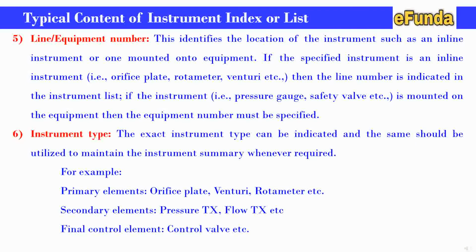Instrument type. The exact instrument type can be indicated, and the same should be utilized to maintain the instrument summary whenever required. For example, primary element, that is an orifice plate, venturi, rotameter, etc. Secondary element, that is a pressure transmitter, flow transmitter, etc. Final control element, that will be a control valve, etc. These are the types of instrument.